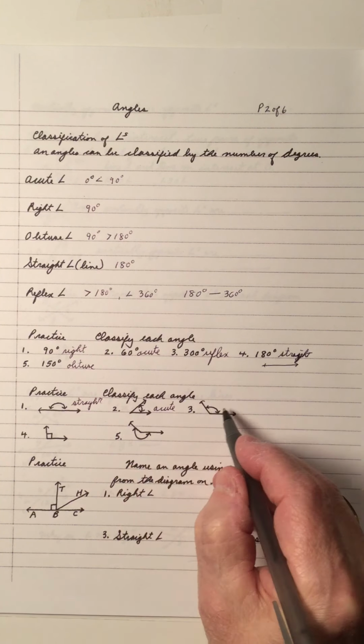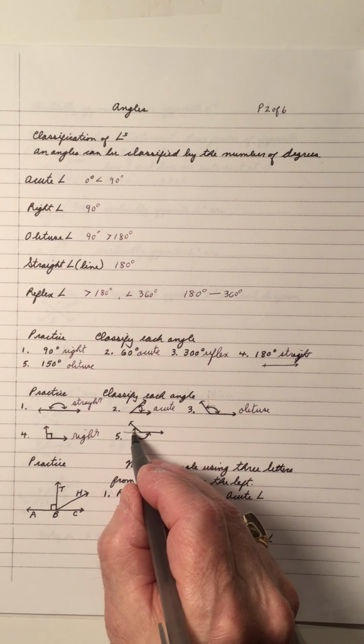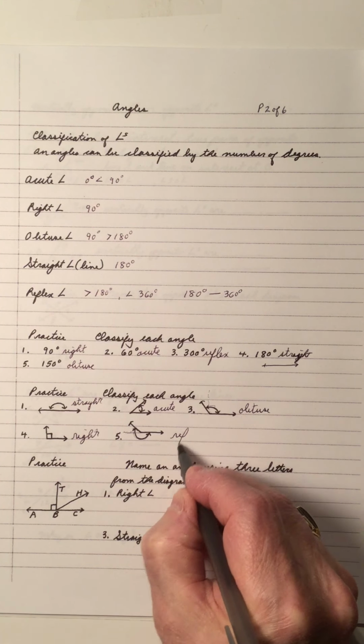And with the little mark in the corner like that, that indicates that it's a right angle. And this angle, if you go that way across there, that's a straight angle there. So that's 180 as far as there and more. So that's a reflex angle.